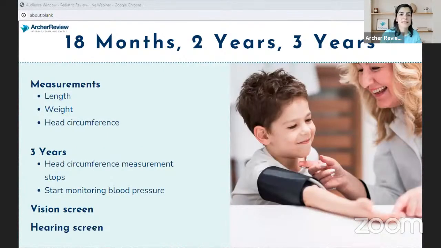By 18 months, 2 years, 3 years, we're still doing the length, weight, head circumference at the 18 and 2-year mark. Around 3 years is when we switch. We no longer need to do the head circumference measurement.